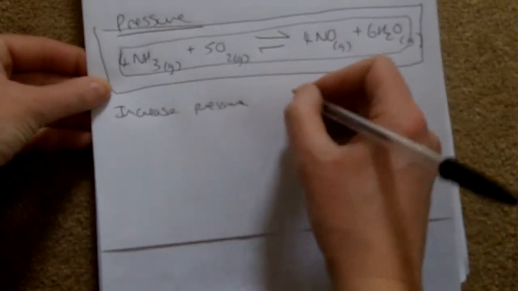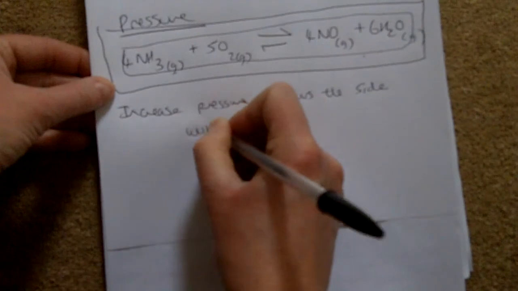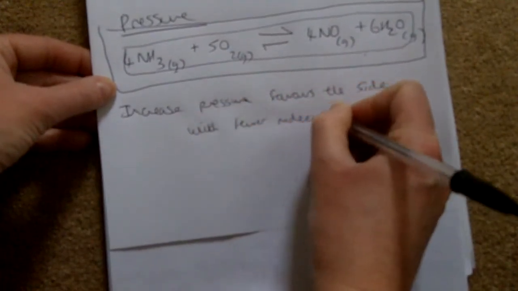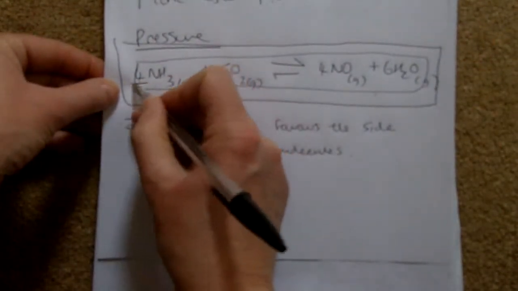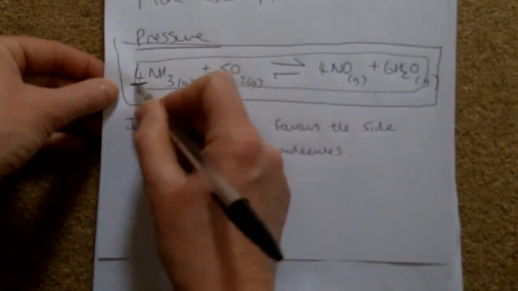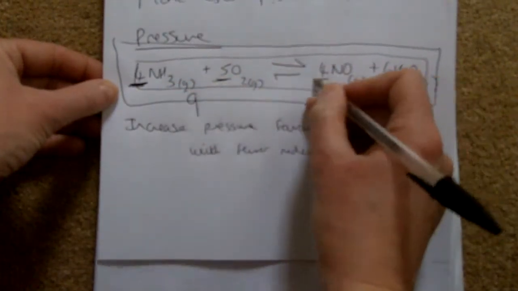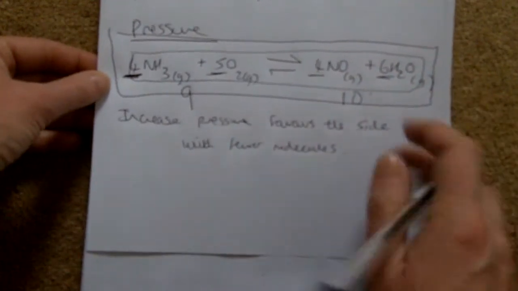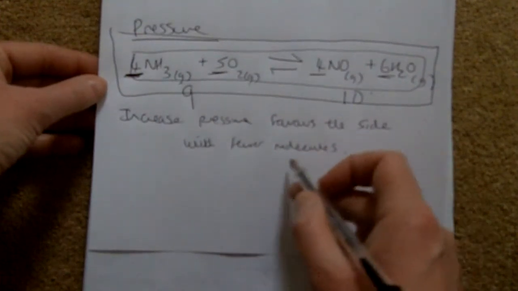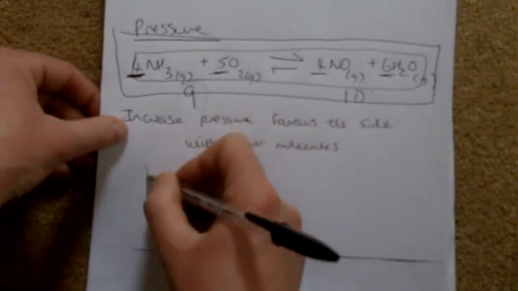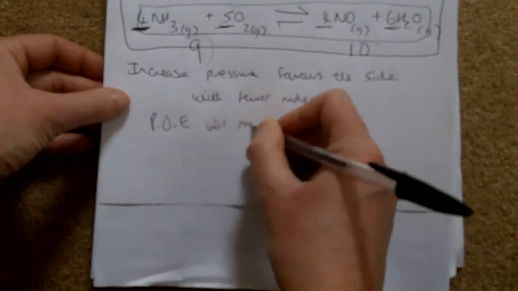So increased pressure favors the side with fewer molecules. It'll move to the side where there are fewer gas molecules. It doesn't matter what the gas molecules are; look at the numbers at the front. We've got 4 plus 5, which is 9 gas molecules on this side, and 10 gas molecules on that side. So if we increase pressure, the equilibrium will move to the side with fewer molecules. The position of equilibrium will move to the left, which is not a good situation because you want it to move to the right.